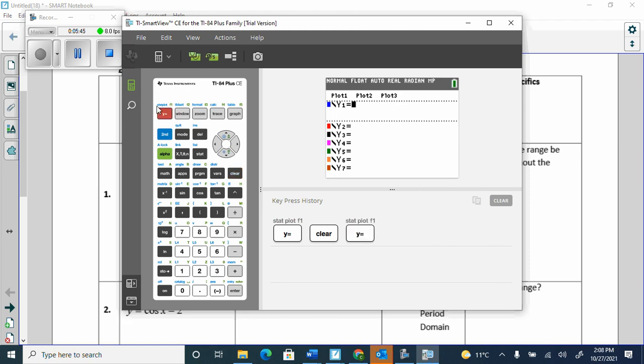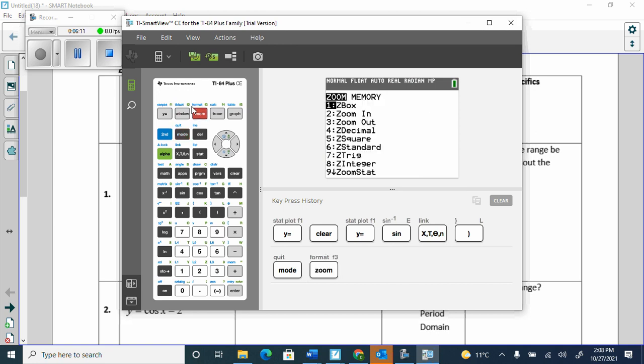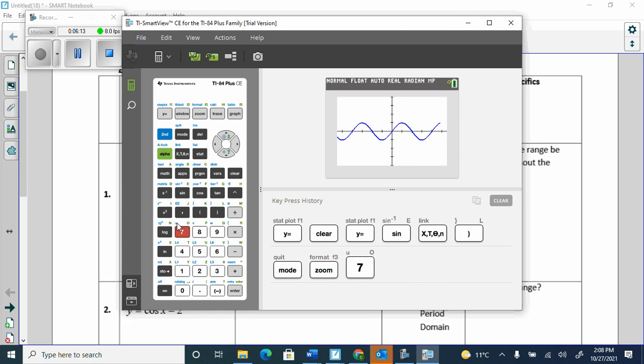So if we type y equals sine x into our calculators, then we go to mode. We can pick whatever mode we want. I'm just going to leave it in radian. Now if you're stuck and you're not sure what to do, you can go zoom, trig, and it will at least draw you some sort of trig graph, unless it's a word problem, which won't help you. If you go zoom, trig, number 7, you'll get something showing up.